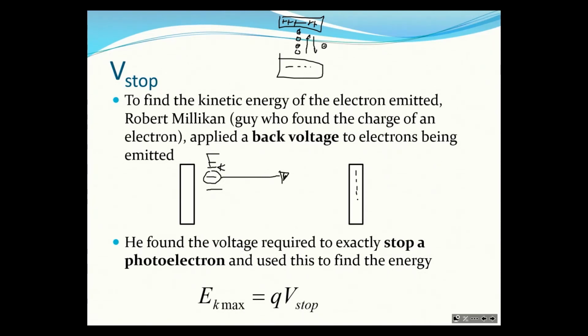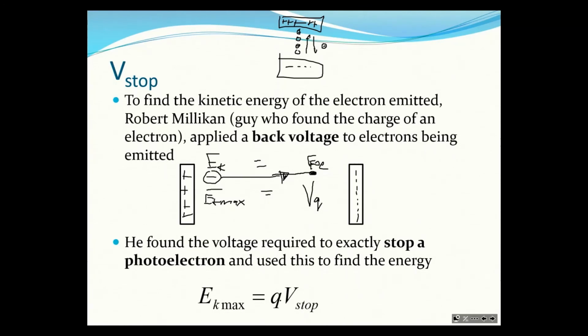So if I make this plate negative and this plate positive, it's going to eventually slow down, slow down, slow down to the point of stopping. And when it stops, it has electrical potential energy. So we already did this before, and this is a law of conservation of energy, where my kinetic energy here is going to equal my electric potential energy. And we broke this down before to be VQ, right? And this is just the max kinetic energy of our photoelectrons, right?